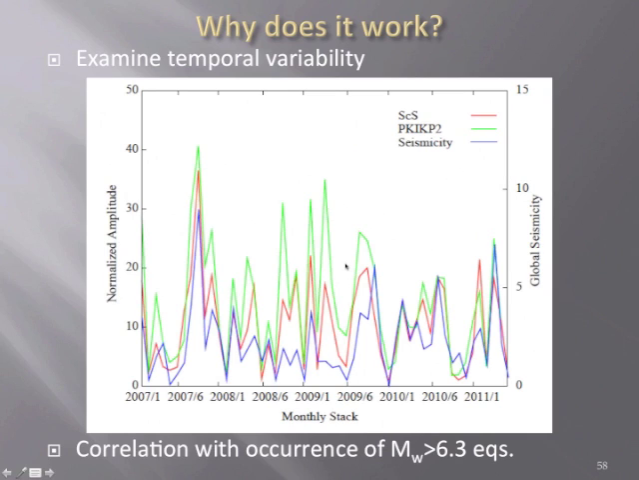And the result is shown here. For each monthly stack, we plot the amplitude of SCS and PKIKP2 phases, and you can see that the variation is somehow correlated with the global seismicity, which is shown in blue. We calculate this global seismicity based on the number of earthquakes larger than 6.3. And you can see that wherever we have large amplitude of SCS and PKIKP2 phase, we also see more seismicity in that month. So mostly they correlate very well, which gives us confidence to suggest that a lot of the body wave phases we see in the cross correlation are coming from earthquakes.